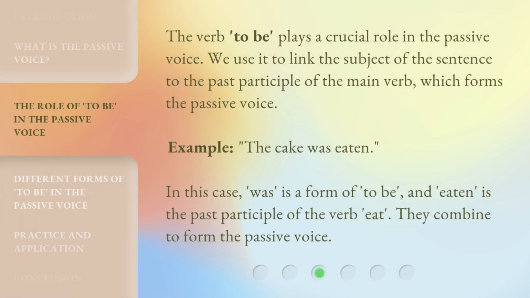The verb to be plays a crucial role in the passive voice. We use it to link the subject of the sentence to the past participle of the main verb, which forms the passive voice. Example: the cake was eaten. In this case, was is a form of to be, and eaten is the past participle of the verb eat. They combine to form the passive voice.